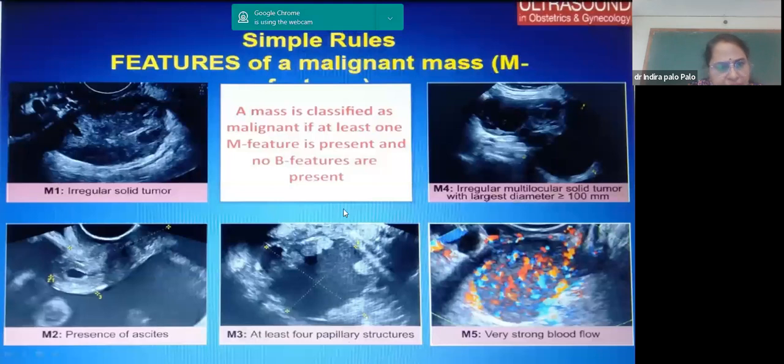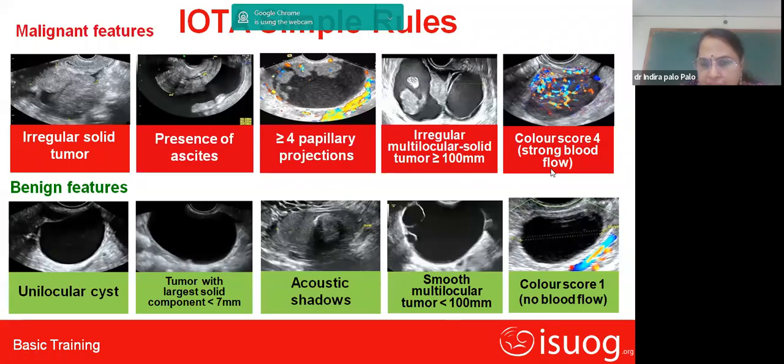Similarly, coming to the malignant features, it is an irregular solid tumor. Presence of ascites is there, and at least 4 papillary structures, more than 4 papillary structures are there, and the margins are irregular, and the mass size is more than 10 centimeters. And you apply color, and there is abundant flow in the mass also. Then it is an M feature of the mass. So in one slide, all the complete benign features are there, or all the 5 malignant features are there.